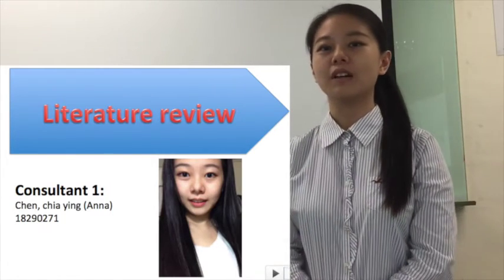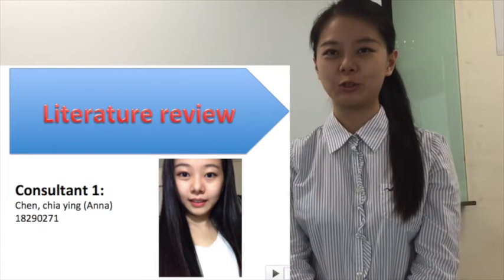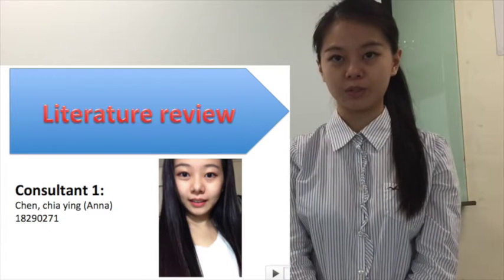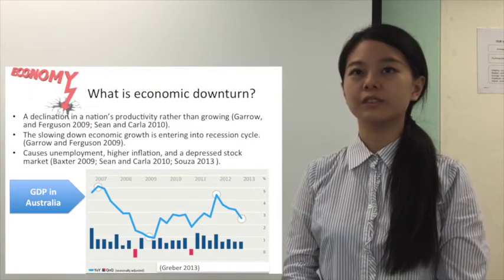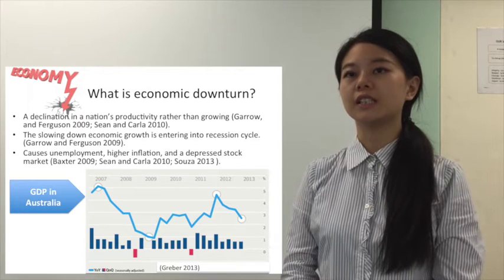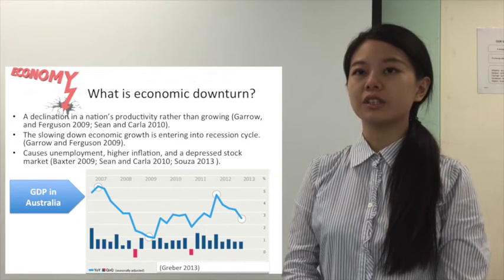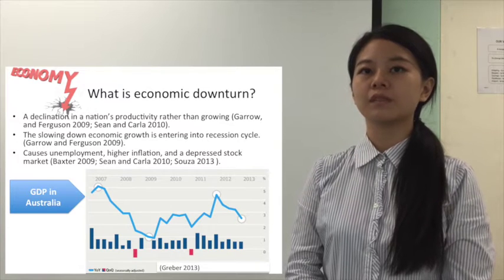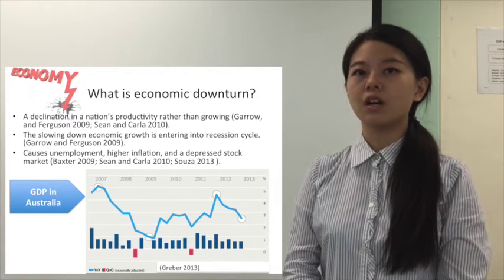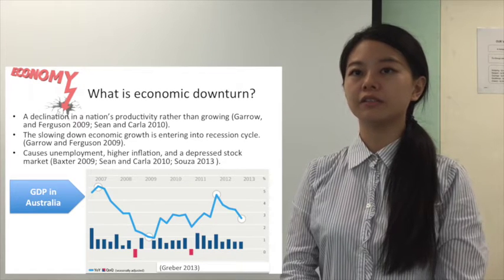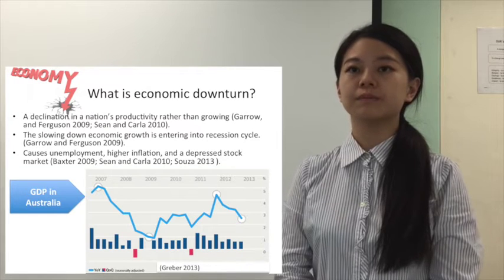Good afternoon, everyone. I'm the first consultant. I'm Anna, and today I'm going to introduce the literature review in our presentation. So, firstly, I will introduce what an economic downturn is. It is a decline in the nation's productivity rather than growth, and because of the slowing economic growth, it will cause unemployment, higher inflation, and a depressed stock market.